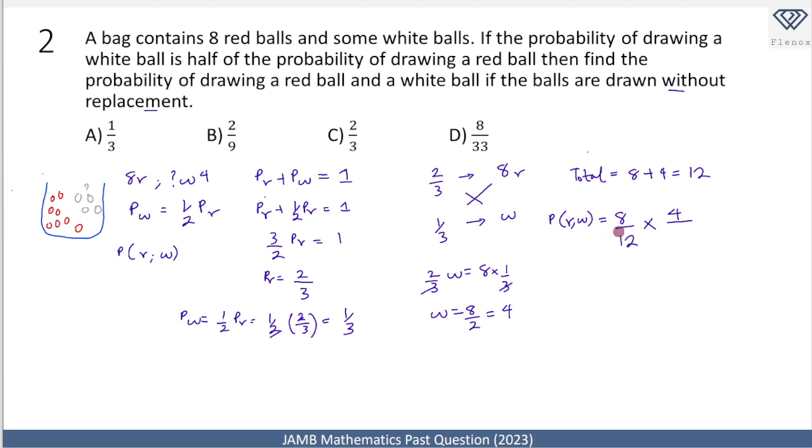So the first ball, 8/12, but for the second ball, there are still 4 white balls, but I've taken 1 ball out of there, so I'm left with 11 balls. So this is just going to be times 4/11. And simplifying this, 4 goes into 12 3 times, and that gives 8/33. And that makes option D the correct option. Now, if you need further clarity on this, I encourage you to check out my video on probability, the independent and inverse combination of events, which I've put in the description of this video.